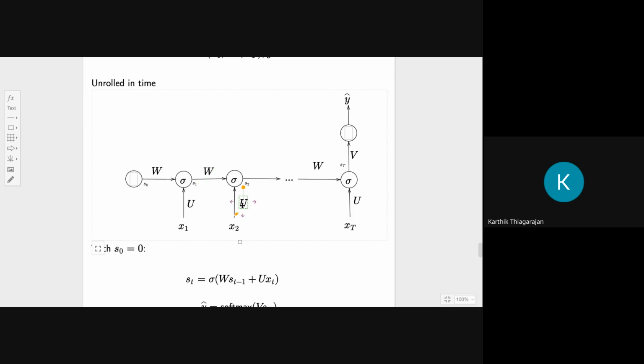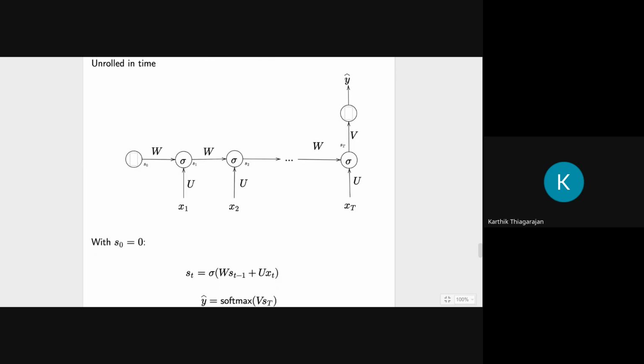U, what does it do? It tells you what information to take from the present. So it deals only with the present. And V, you can think of V as a decision matrix. Once you have the final state, V will help you decide what to output. So that is what you have to keep in mind. Intuitively, that's what these matrices represent.